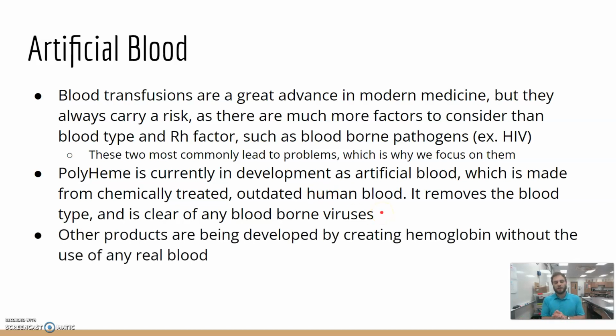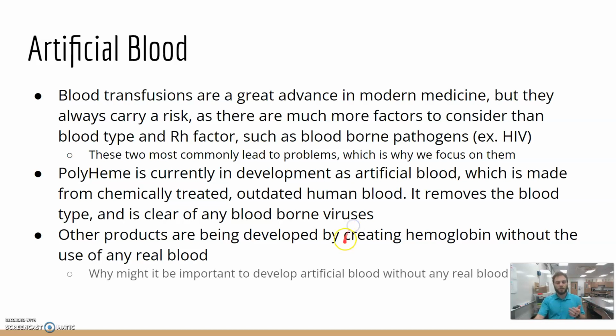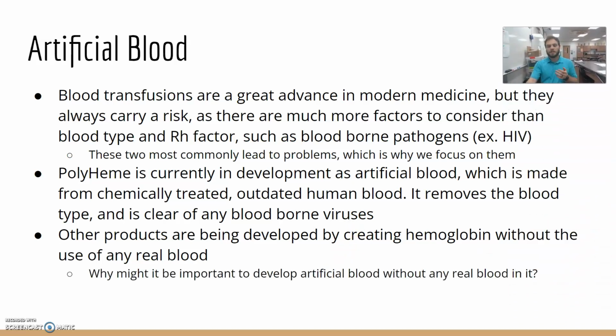Other products are being developed. Other products try to create hemoglobin without using human blood. It can be difficult to create hemoglobin without starting with human blood and working from there. But it does pose some other issues here. You can see this question I pose: why might it be important to develop artificial blood without real blood? If you want to pause, you can think about that.